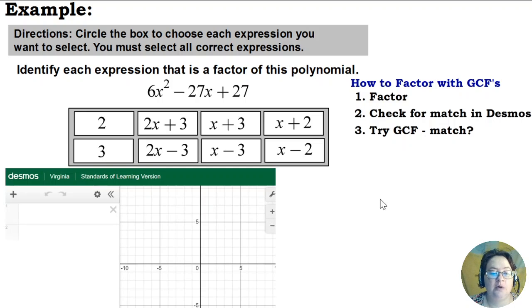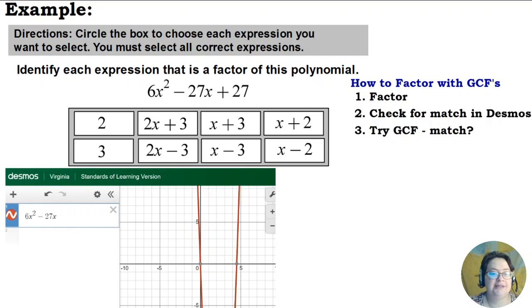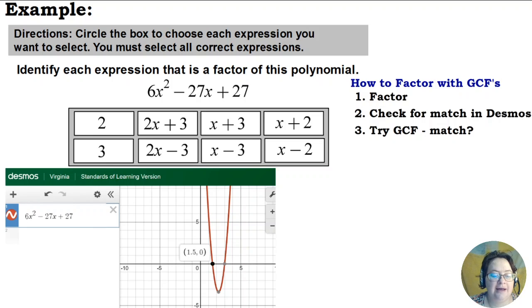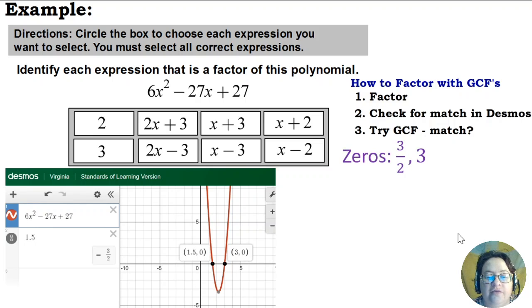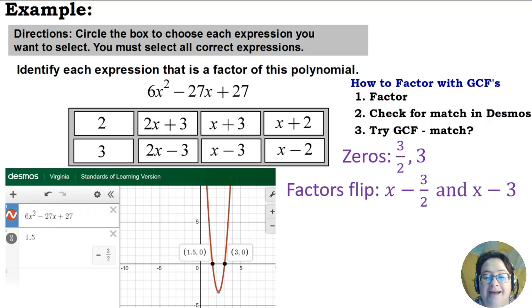We're going to plug it into Desmos to get our zeros. 6x squared minus 27x plus 27. I have zeros at 1.5 and 3. If I type in 1.5 and hit my fraction button, that gives me 3 halves. So I know that my zeros are 3 halves and 3. Factors flip. I have a fraction factor. I can't do that. I slip and slide.